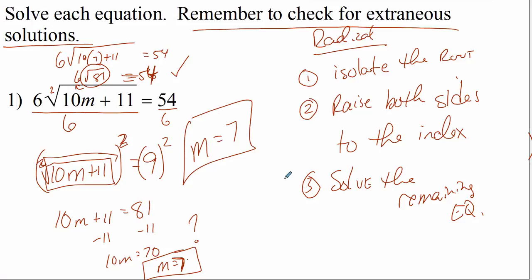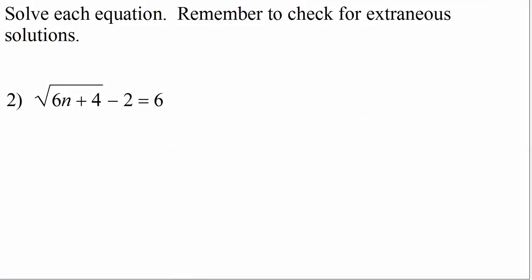We have to check. So that would be the fourth step, check solution in problem. Plug it back in and check. We have to do that. That is part of our rules here. So let's go on to some more problems. Let's look at this one here. Again, first I want to isolate.